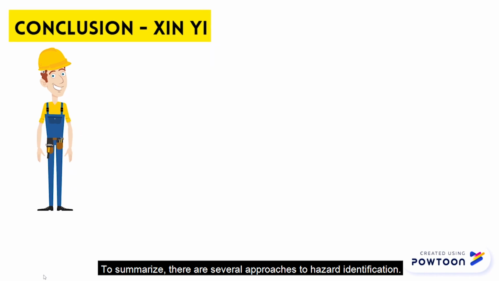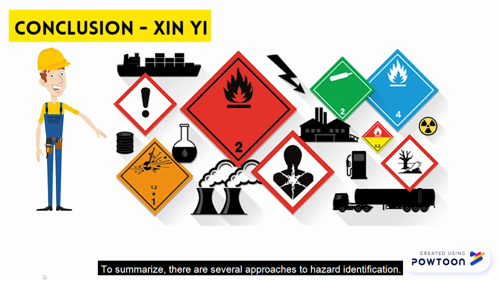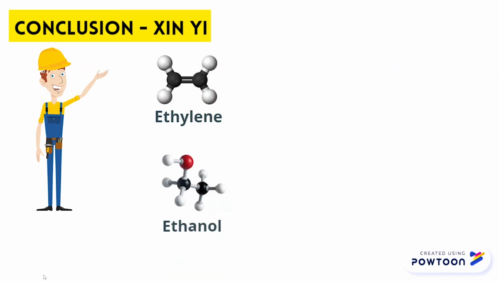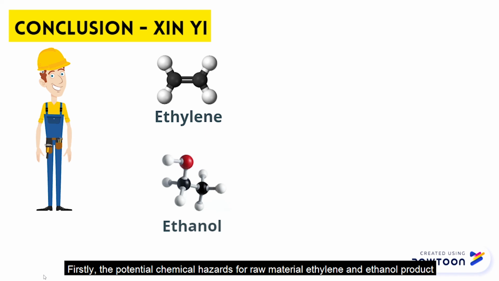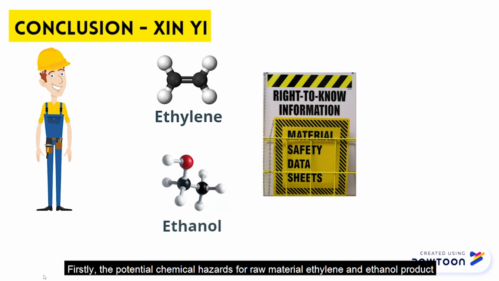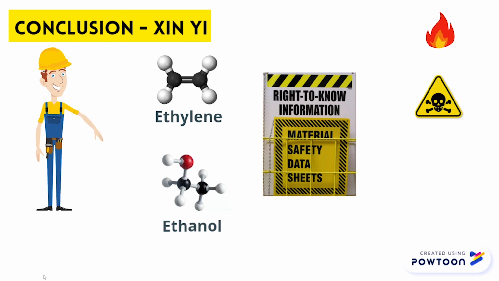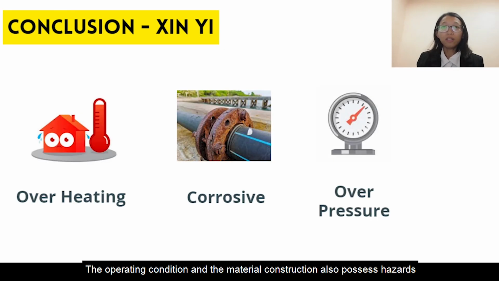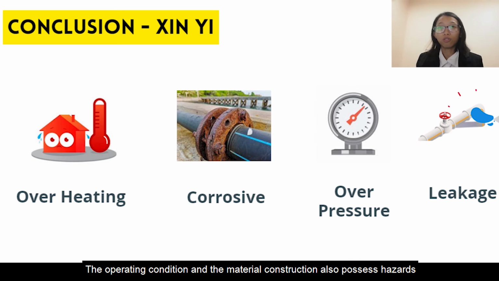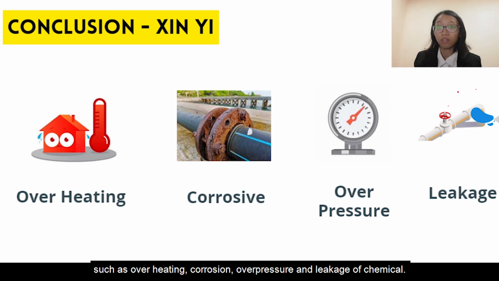To summarize, there are several approaches to hazard identification. Firstly, the potential chemical hazards for raw material ethylene and ethanol product were identified through the Material Safety Data Sheet (MSDS). The hazards include flammability, toxicity, and corrosiveness. The operating condition and the material of construction also possess hazards such as overheating, corrosion, overpressure, and leakage of chemicals.